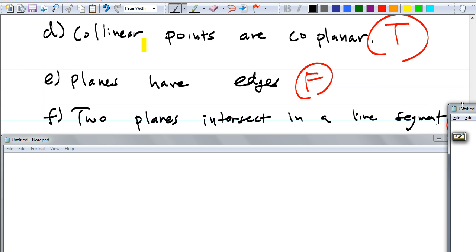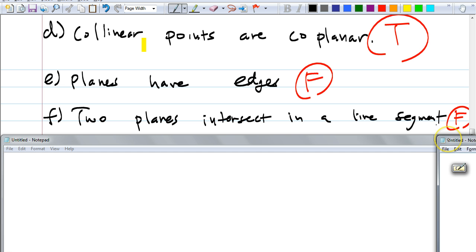Okay, what about this? 2 planes intersect in a line segment. Of course, this is easy, right? What do they intersect in? When the 2 planes intersect, it'll be a line, not a line segment.